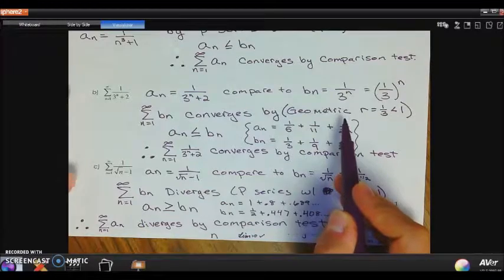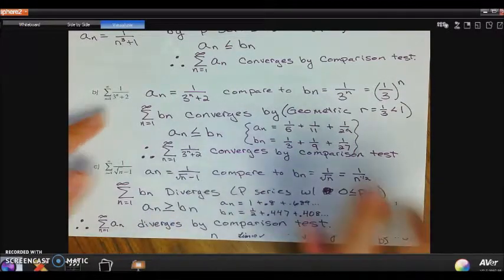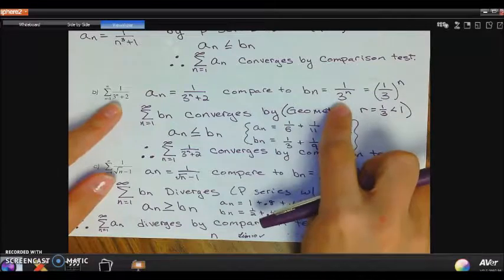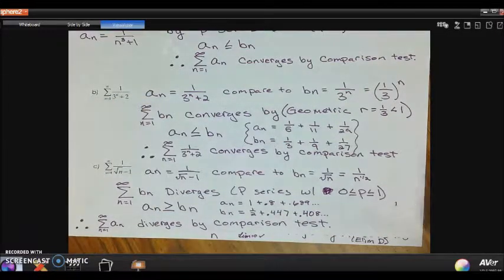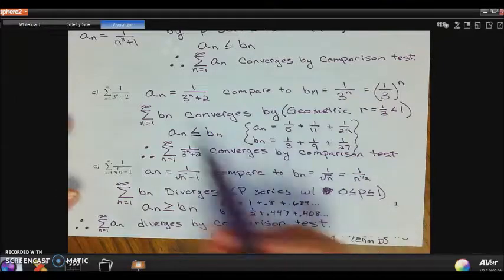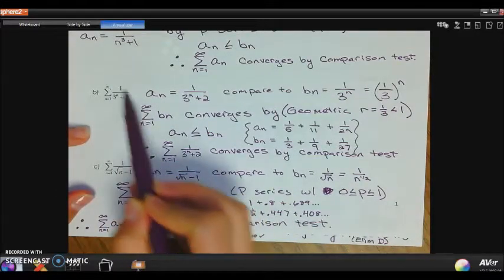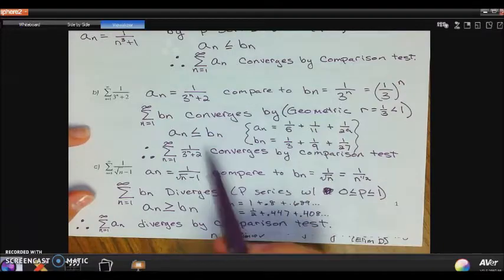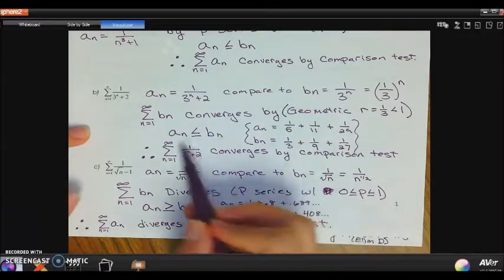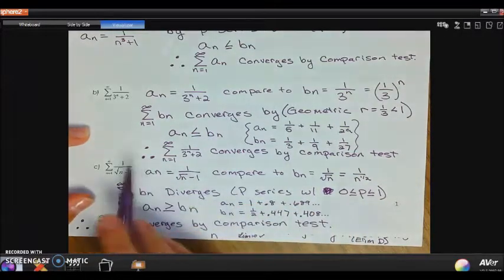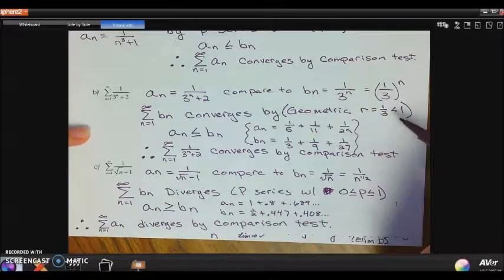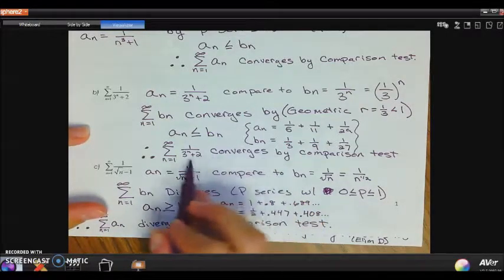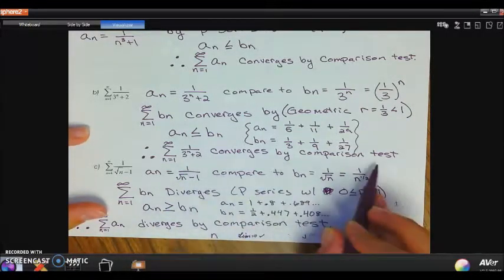Well, now I need to say, how does that help me? How would I compare these two, right? My a sub n and what I'm calling b sub n. Well, if I add 2 to the denominator, that's going to make the denominator larger, which makes the whole thing smaller in magnitude. So I know that what I'm calling my a sub n is less than my b sub n. And since that is true, then I can say that the summation converges by comparison test, because smaller than small is small, right? So if that thing converges and this thing's even tinier, then I know that also is going to converge.